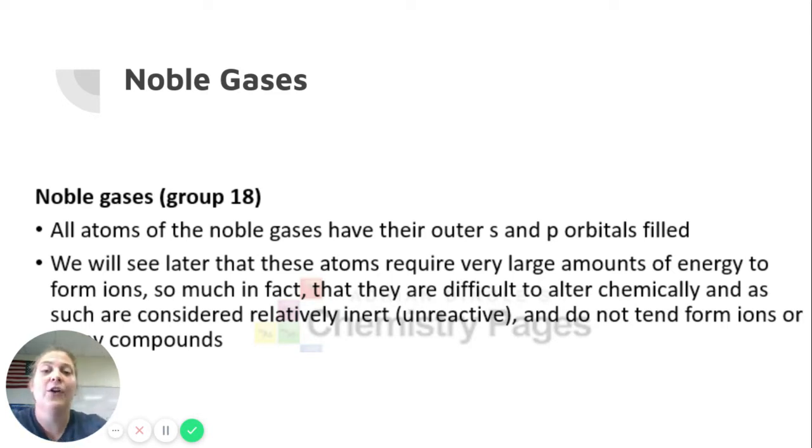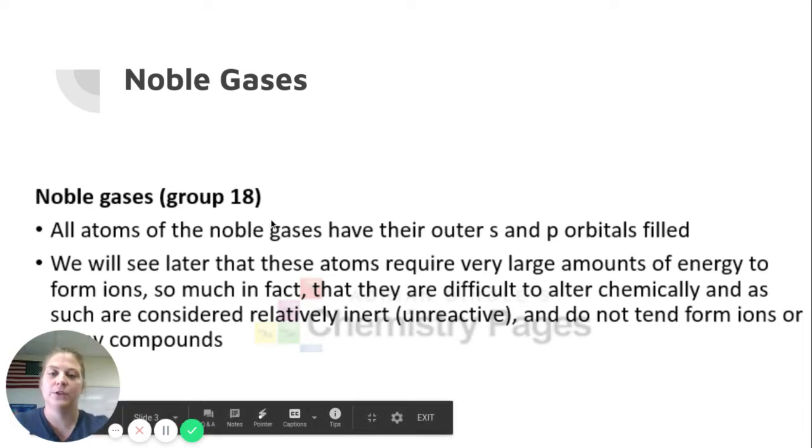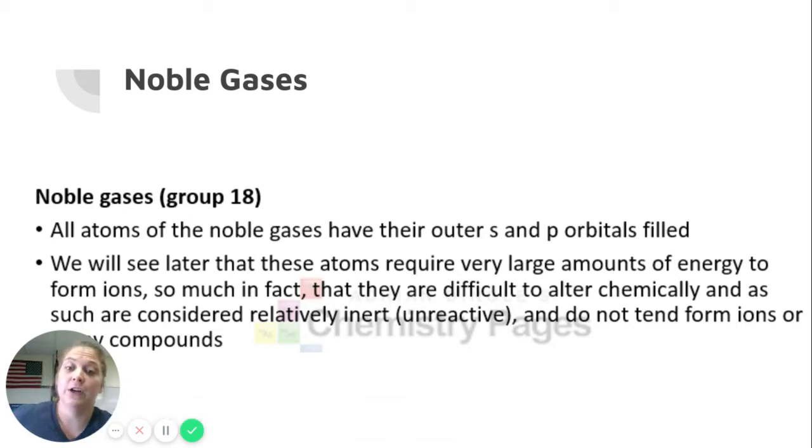So noble gases are not going to form ions, at least not very easily. And that is because they have their outermost s and p orbitals already full, meaning it really doesn't want to gain any more electrons and it really doesn't want to lose any more electrons. So you would have to add a ton of energy to force it to do those things. So your group 18, which is your far right column, your noble gases are going to be relatively inert, which means unreactive, and they're going to resist the loss or gain of electrons.